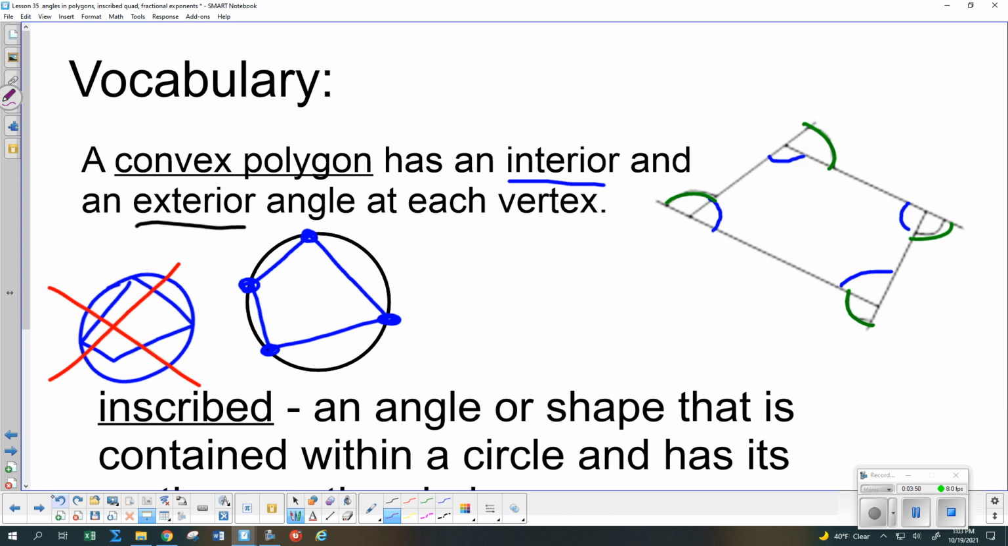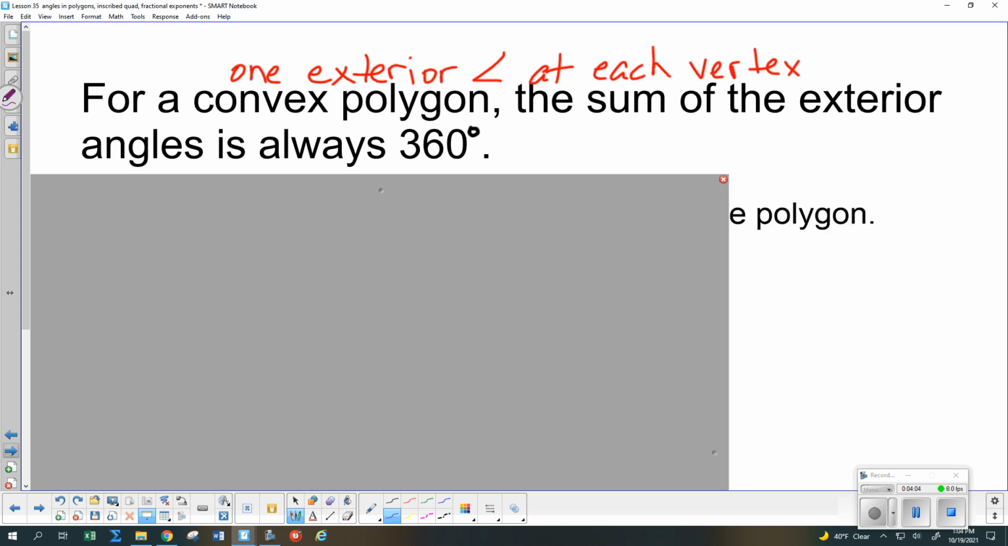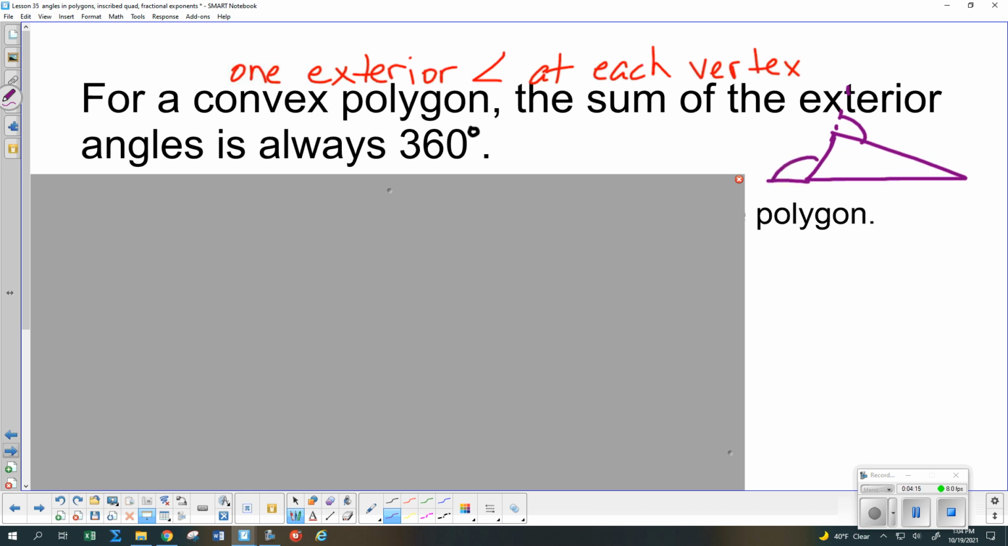So thumbs up, are we good with that? Does that make sense on the idea of that? One exterior angle at each vertex, add them up, and we will always get 360 degrees. So I could take some sort of a triangle, and I could take one exterior angle at each vertex, add those up, and I'd get 360 degrees.